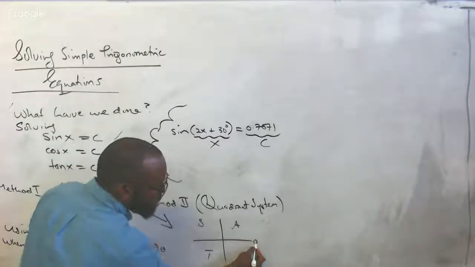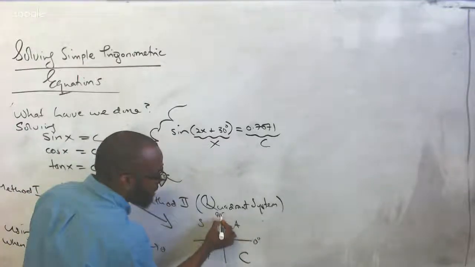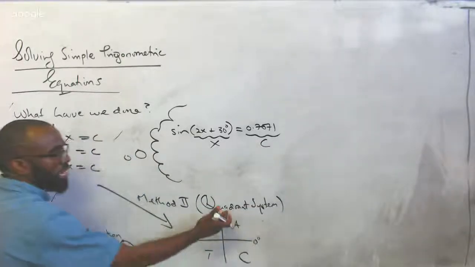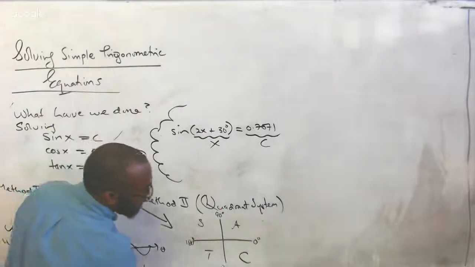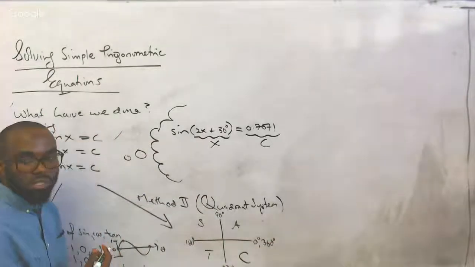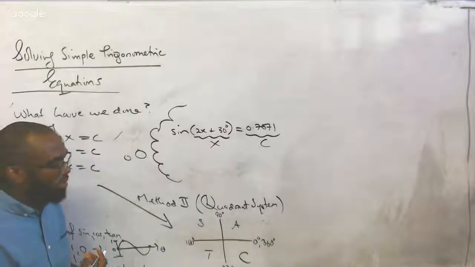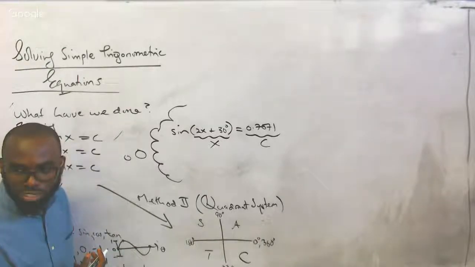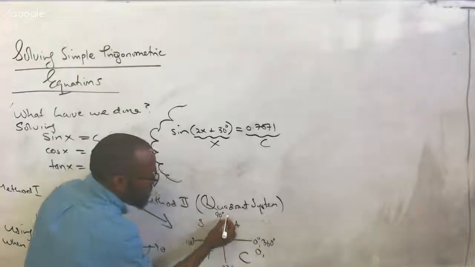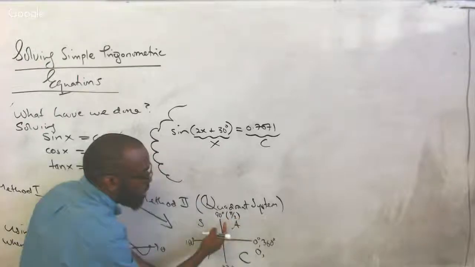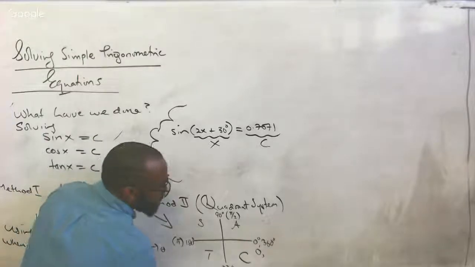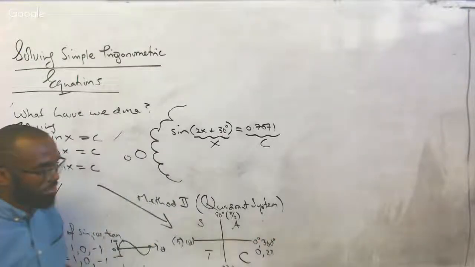But the quadrant system wasn't done until I labeled it appropriately. You're going anti-clockwise, starting at my right horizontal line: 0, 90, 180, 270, 360 degrees. What is it in radians? 0, pi upon 2, half a pi, 1 whole pi, 1.5 pi, and 2 pi in radians, because we have to know that.